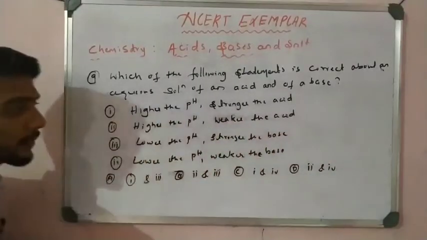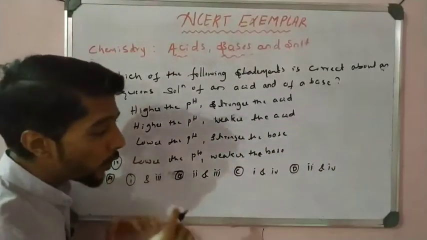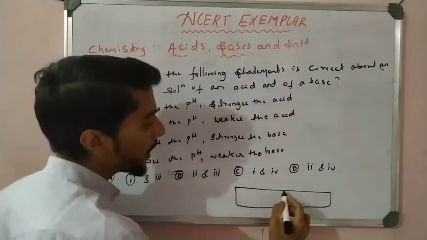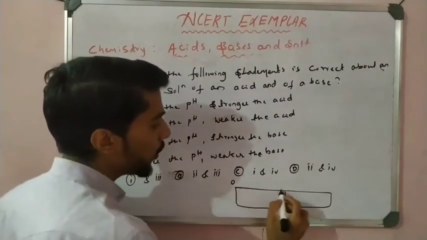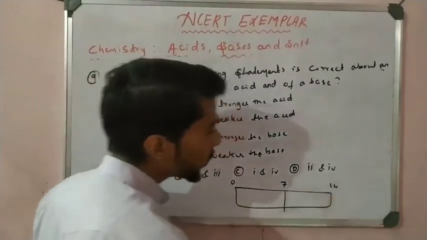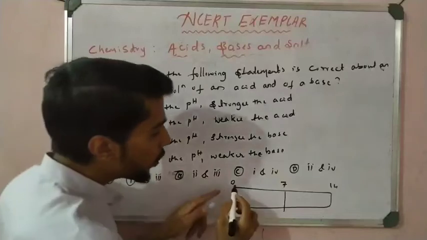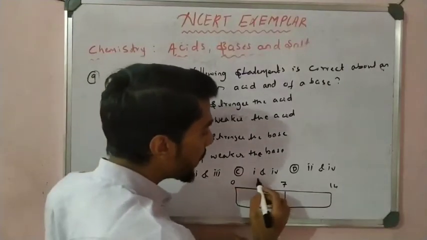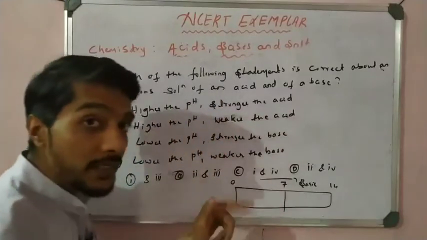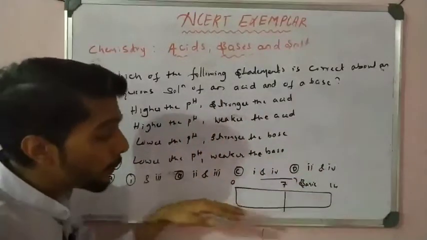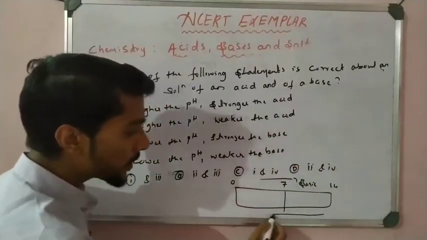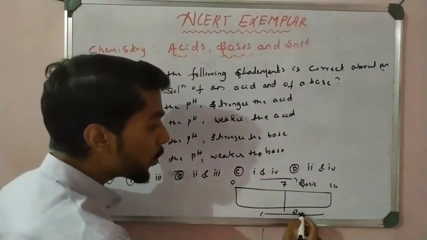So see which is correct. For this solution we have to take the help of the pH scale, right? So this is pH 0, this is 7 and this is 14. See here, if the pH increases, what happens? If the pH value goes from 7 upwards, the basic nature increases and the base is stronger. If the pH increases, the base is going stronger. If the pH decreases, what happens? Acidity goes stronger and stronger.